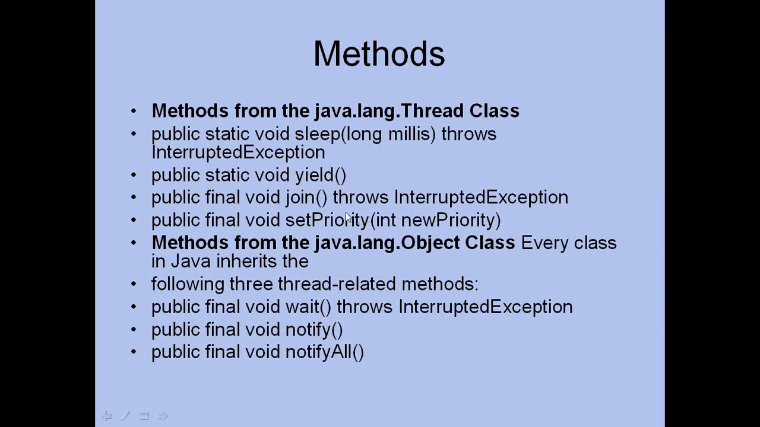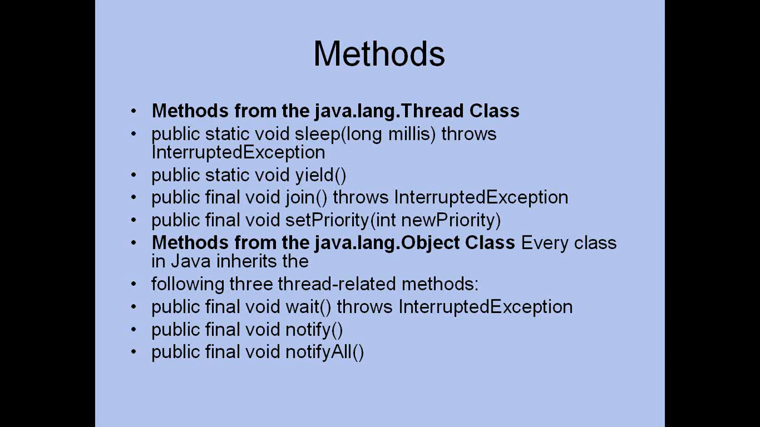If you have followed the exception handling class from yesterday, see this sleep method throws InterruptedException. This is a checked exception. So this method defines that it is capable of throwing an InterruptedException, and so is join. And the methods from the Object class related to thread programming are wait, notify, and notifyAll. Okay, this is important.